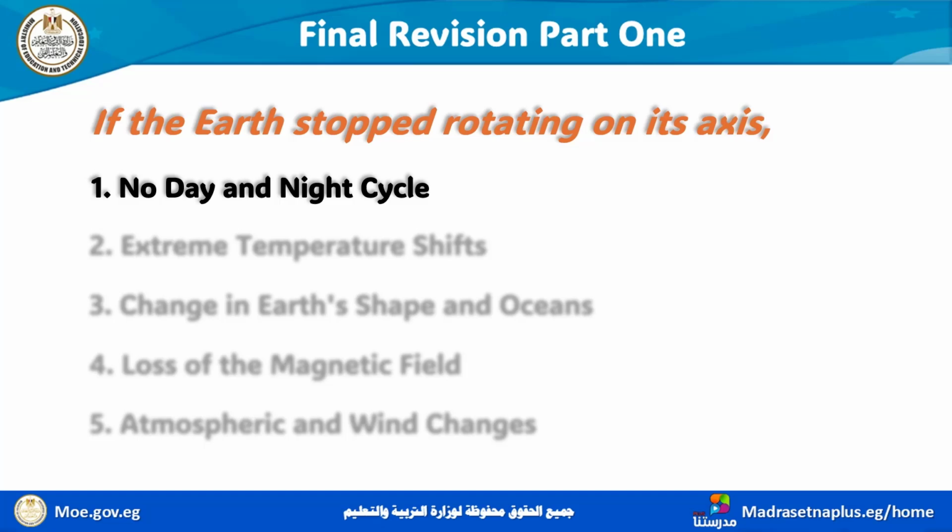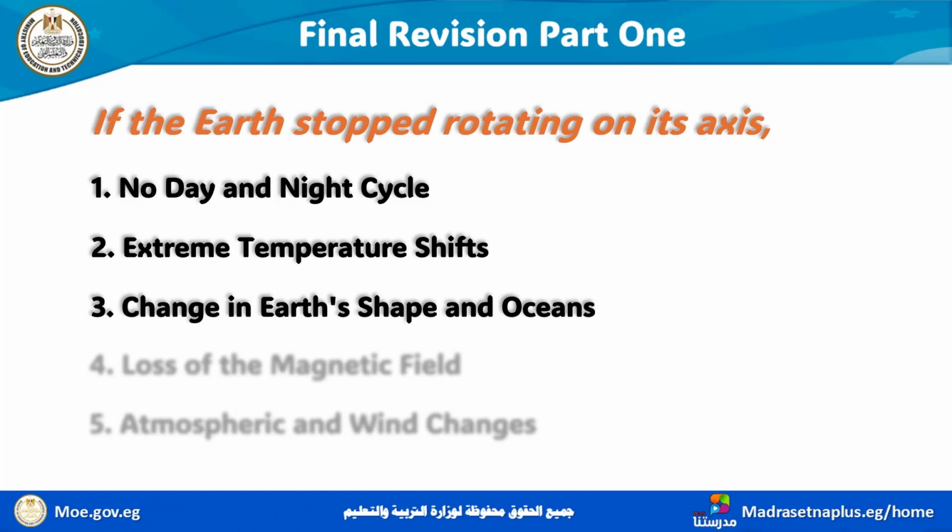One side of Earth would face the sun for 6 months, while the other side would face away in darkness for the rest of the year. Number 2, extreme temperature shifts. Without the rotation to distribute the solar energy, the sun-facing side would become hot and the other side would become extremely cold.